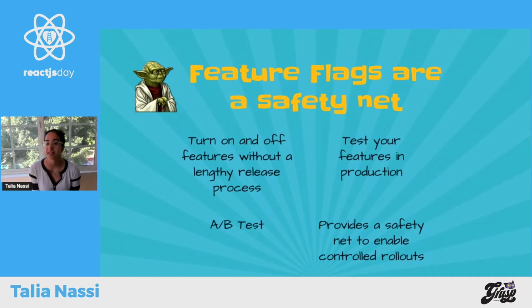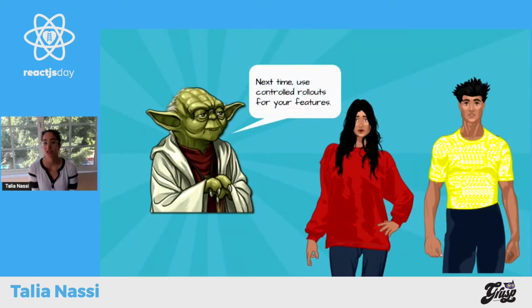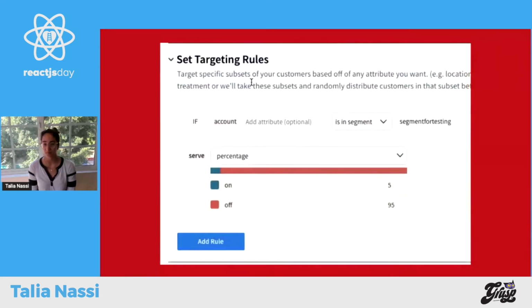They can also try to A/B test to see whether or not users who have that feature spend more money on the app, or they can measure performance between like iOS and Android apps. So with feature flags, you're getting this like extra layer of risk mitigation in case something goes wrong. And Yoda advises them to use controlled rollouts next time because if something does go wrong, only a small percentage of your population is going to be affected. And that's exactly what Debbie and John do.